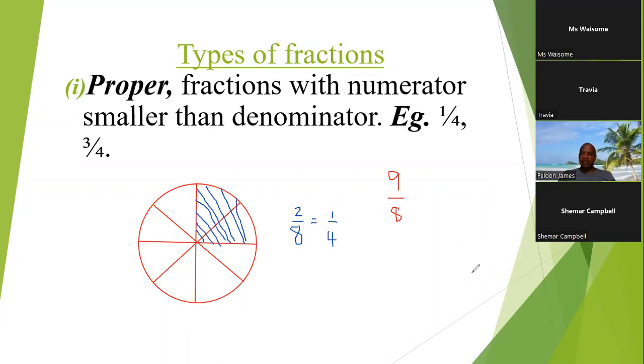Why would a fraction where the numerator is larger than the denominator, why would we call it improper? Because we can't get the numerator out of the denominator, sir. Well, when we think of a fraction as a part of a whole, then to say that 9 is a part of 8, it seems like a contradiction, right?